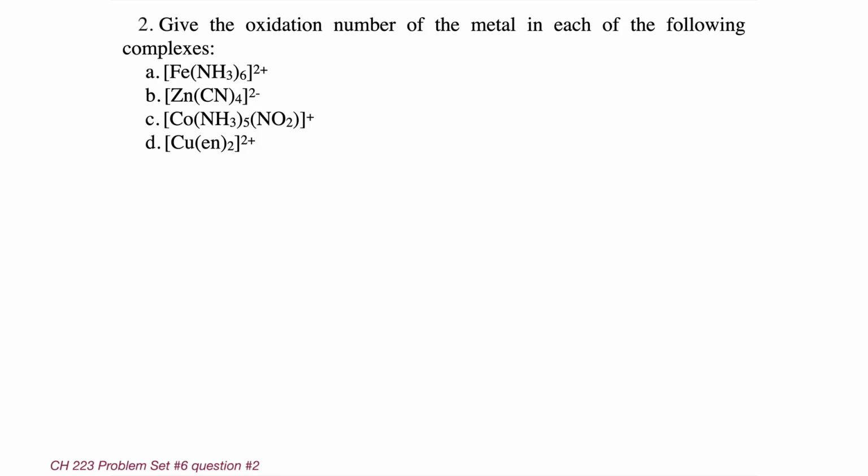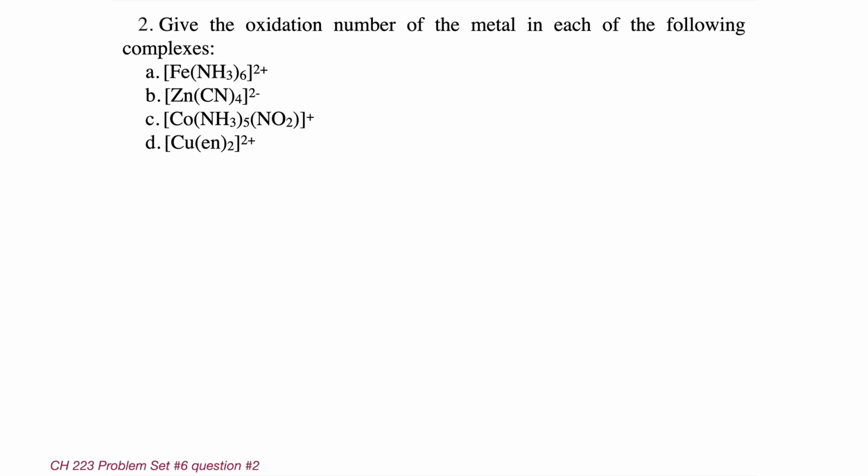Give the oxidation number of the metal in each of the following complexes. Now, all of these are complex ions. They all have a charge next to it. That's where the complex comes from. And if we know the charges on not only the metal but the ligands as well, the pieces on the outside, then all of those charges together will equal the charge on the complex. So for example, in the first one, the charge on the iron plus the charge on the ammonia times 6 equals positive 2. So we have to know the ligand to figure out the variable charge metal.